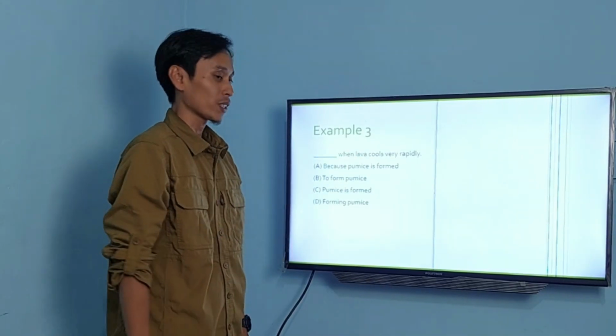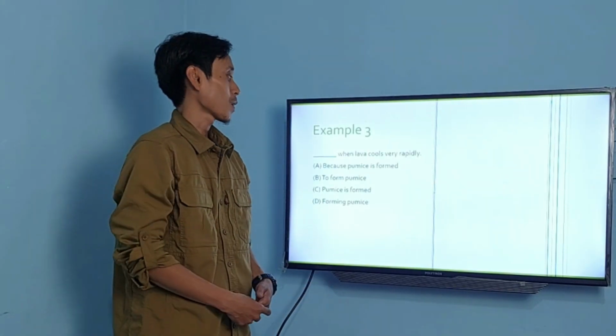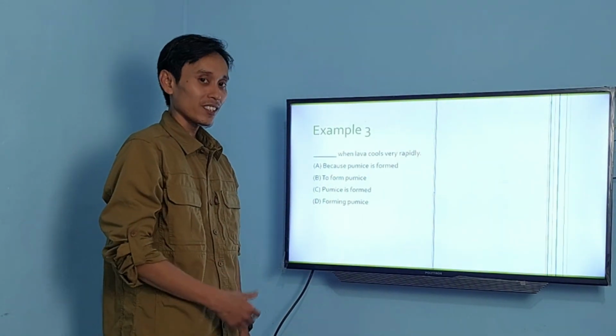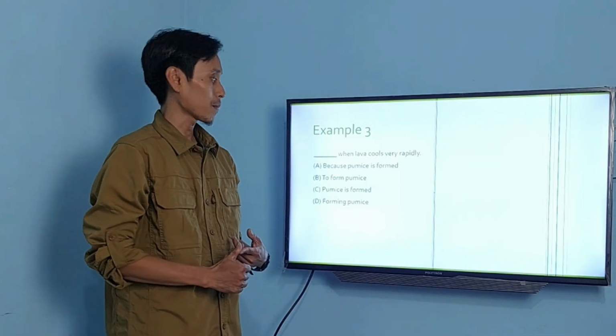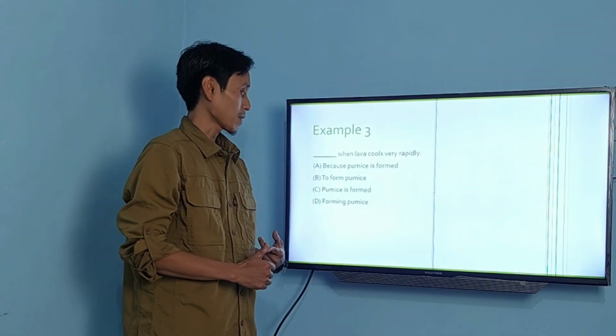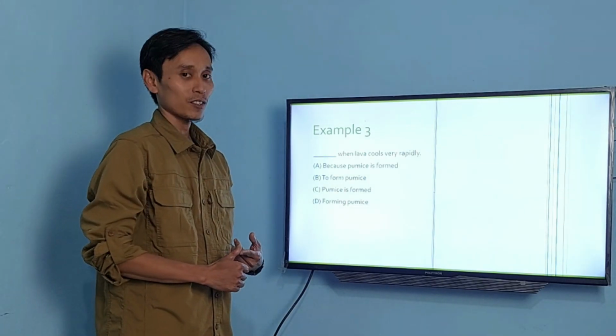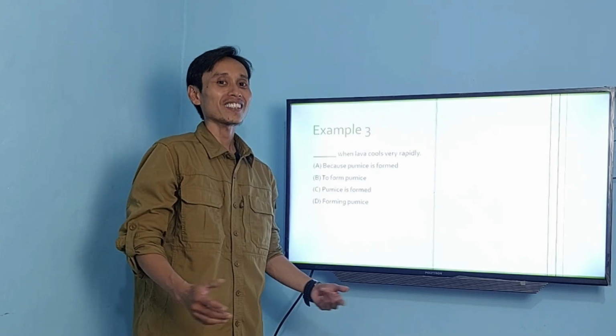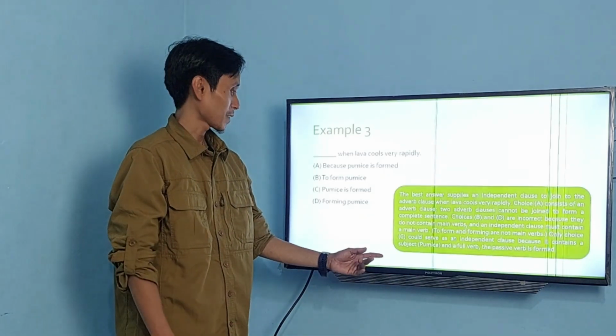Next, example number 3. "Blah blah blah blah, when lava cools very rapidly." A, because pumice is formed. B, to form pumice. C, pumice is formed. D, forming pumice. Yes, the answer is C.